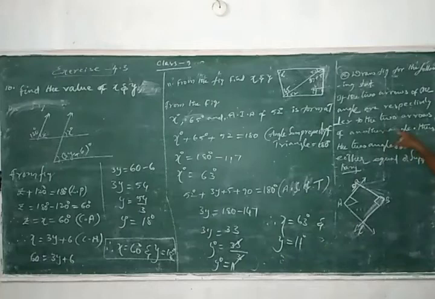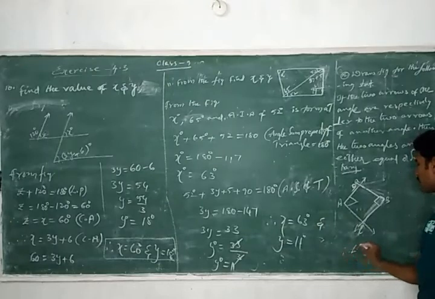The two arms of one angle are respectively perpendicular to the arms of another angle. So, two arms are perpendicular. The two angles are either equal or supplementary. Here the two angles are equal because angle CAD is equal to, therefore angle CAD is equal to.